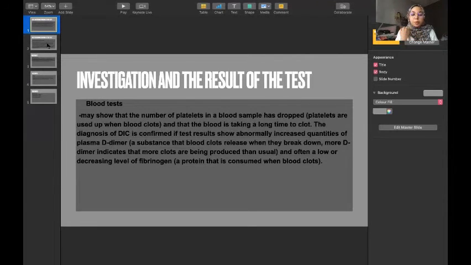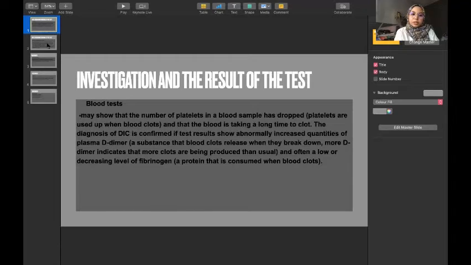So, my turn, I'm going to talk about the investigation and the result of the test, plus the treatments. Basically, we will go to the investigation and the result of the test. Firstly, we can do the blood test. It may show the number of platelets in the blood sample has dropped. Therefore, the platelets are used up for the blood clotting, and the blood takes a long time to clot. The diagnosis of DIC is confirmed if test results show abnormally increased quantities of plasma D-dimer. And this is the first investigation that we can do.